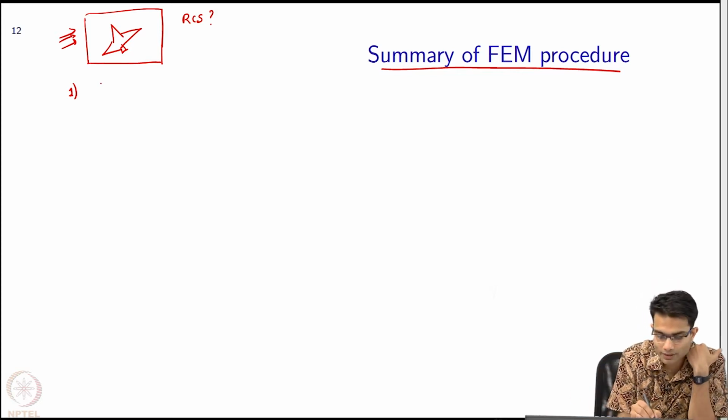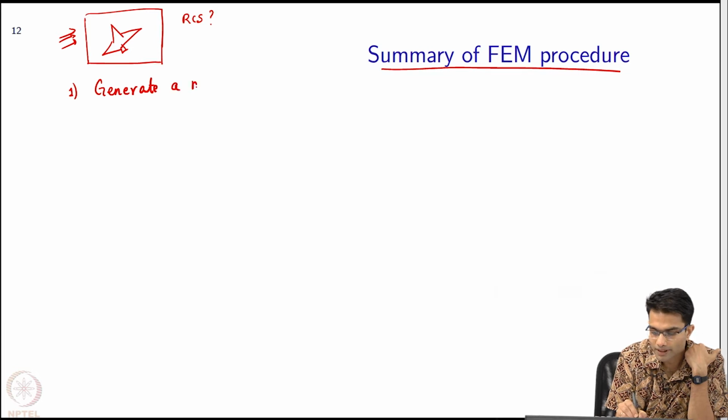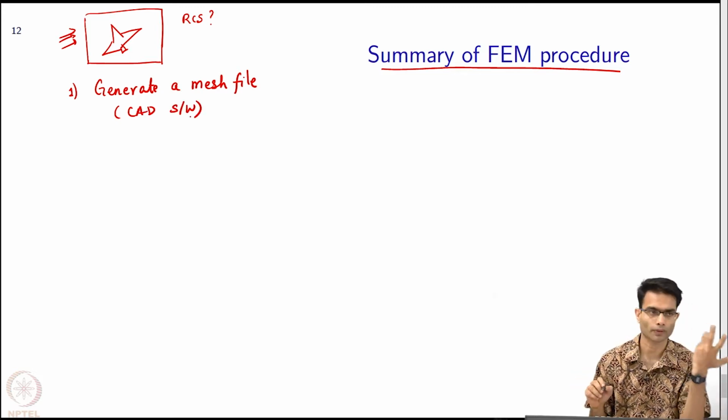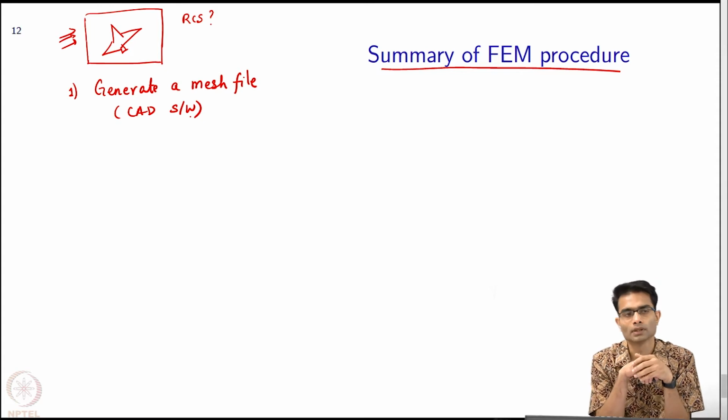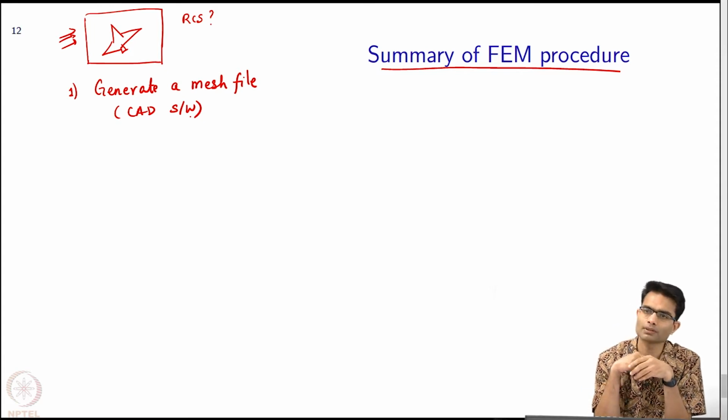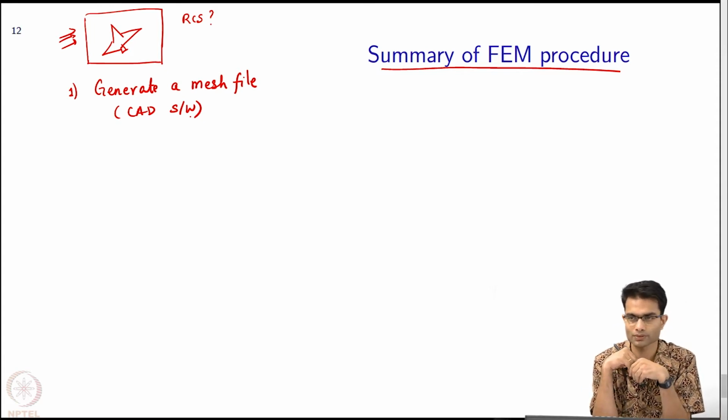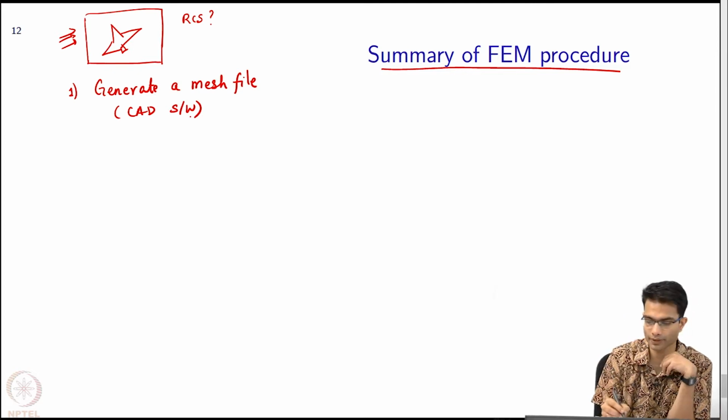So, I need to generate a mesh file. That is CAD software. AutoCAD is a popular one. In open source, Gmsh is one popular software. There are many ways of doing it. So, generate a mesh file, store it.